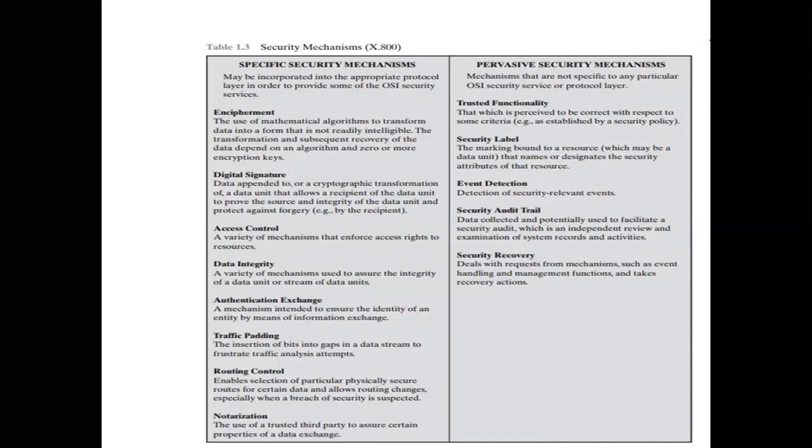So traffic padding is the insertion of bits into the gaps in a data stream. Data stream means a continuous data flow from one system to another system. That is represented by this mechanism, traffic padding. And routing control: generally, whenever you communicate data from one system to another system.